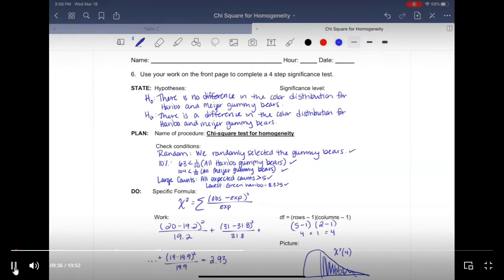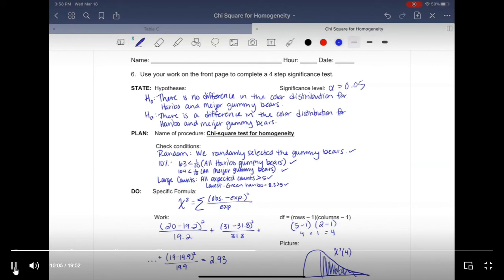All right, so let's go through the 4-step. In the state portion, we've got our hypotheses. So again, just relisting what we put on the last page. The null is that there is no difference in the color distribution for the brands, and then the alternative is that there is a difference in the color distribution for Haribo and Meyer gummy bears. The name of this procedure, as we talked about in the learning targets, is the chi-square test for homogeneity.